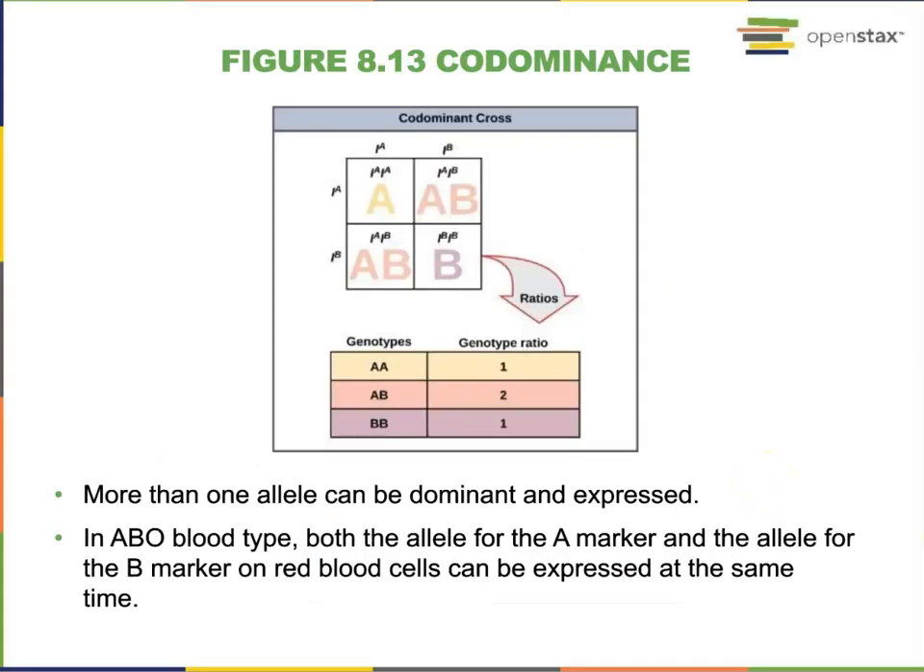The second type of non-Mendelian genetic case is codominance. Codominance means that more than one allele can be dominant and expressed. The best example is the blood type. Alleles coded for A and B can be expressed at the same time. That's why we have blood type AB.